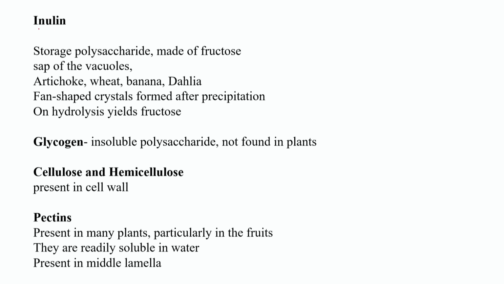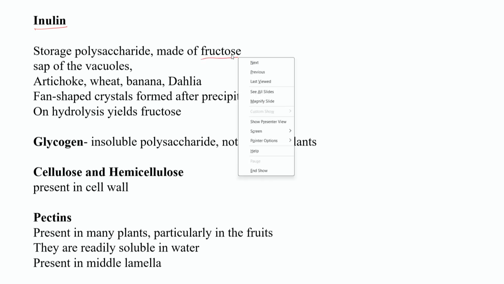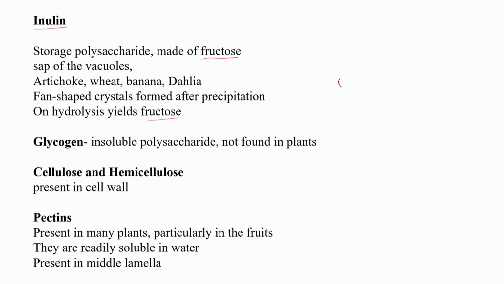Now another important carbohydrate is inulin. It's not found everywhere. We can particularly observe it in wheat, banana, dahlia, and artichoke. These are common plants in which we can observe inulin. It is also a storage polysaccharide and it is made up of fructose. So when it is hydrolyzed, we can find individual fructose molecules. When inulin is crystallized, it forms a fan-shaped crystal. We can observe a fan-shaped crystal if we try to precipitate this inulin molecule.